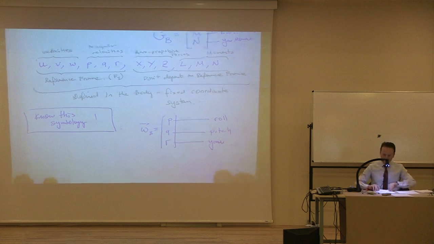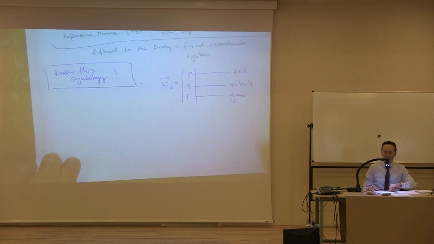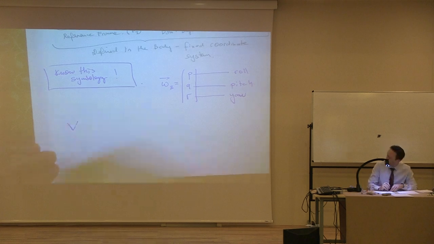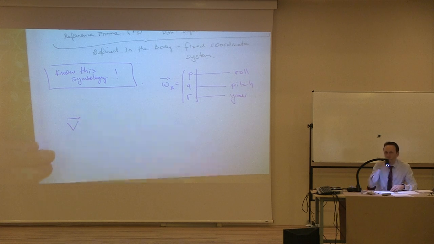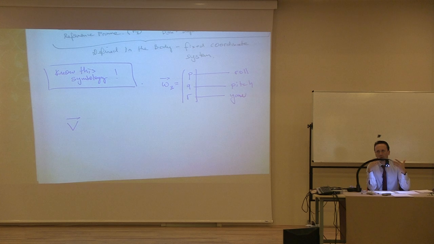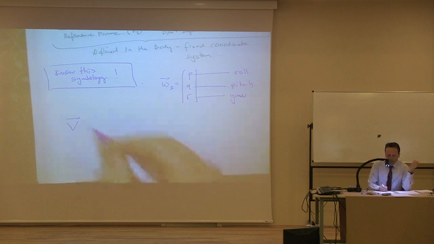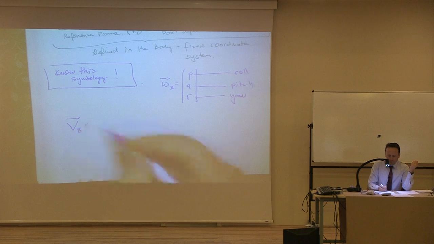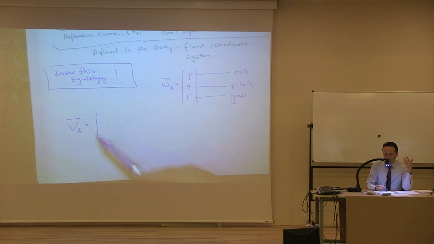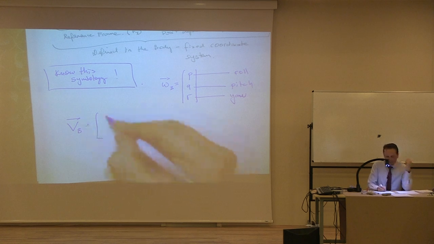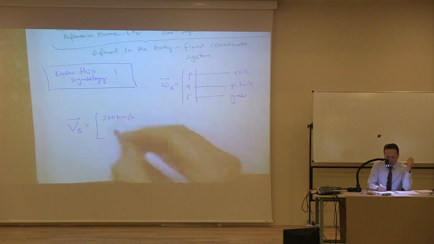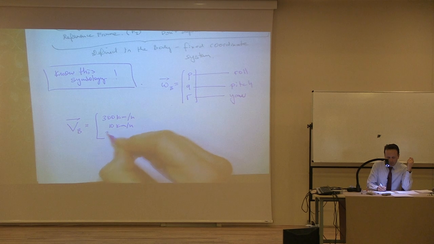Okay. So let's make one more step. I told you, if I write the velocity vector, the velocity is always a good example. I can talk about any vector, but the velocity vector is such a good vector to visualize. So let's say the airplane has a velocity vector, with respect to the inertial frame or the earth axis system or earth fixed coordinate system, written in the body axis system, of 300 kilometers per hour, 10 kilometers per hour, 30 kilometers per hour.